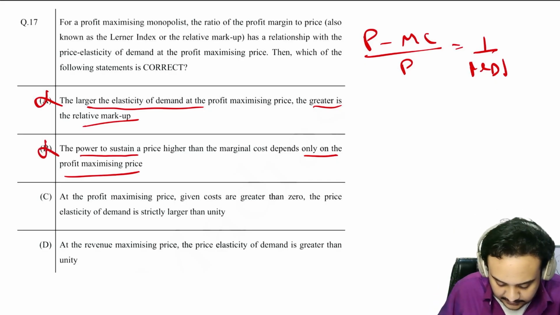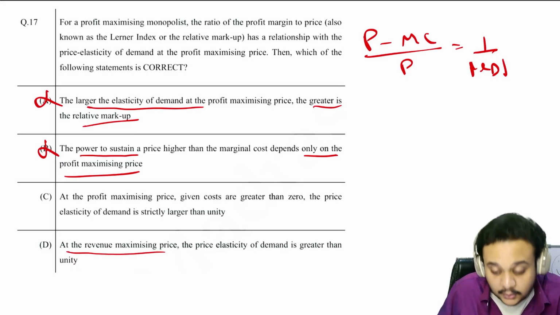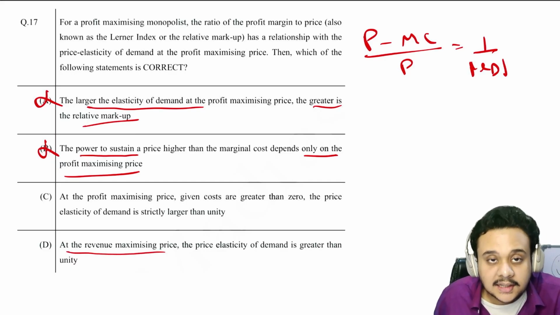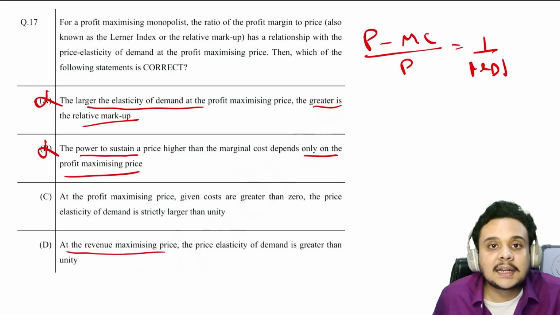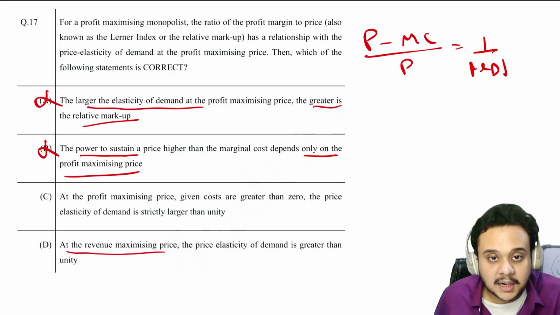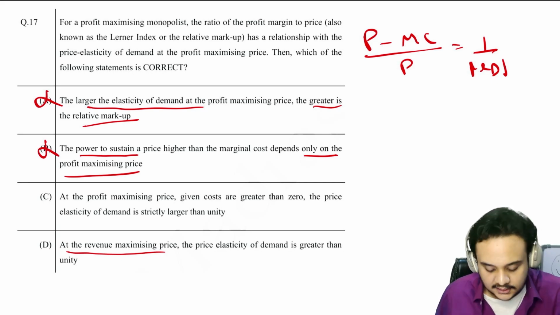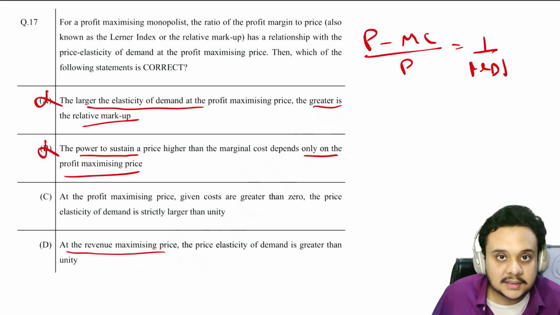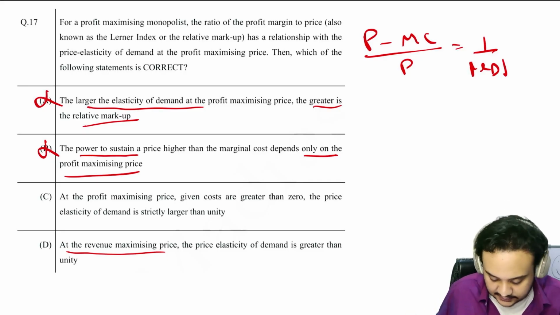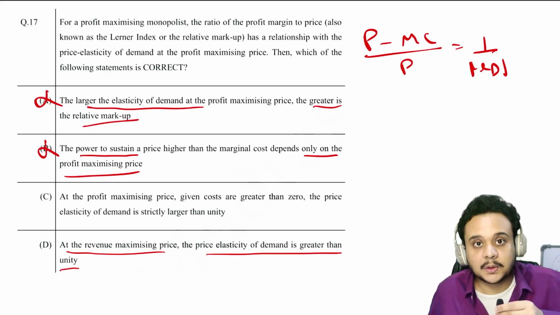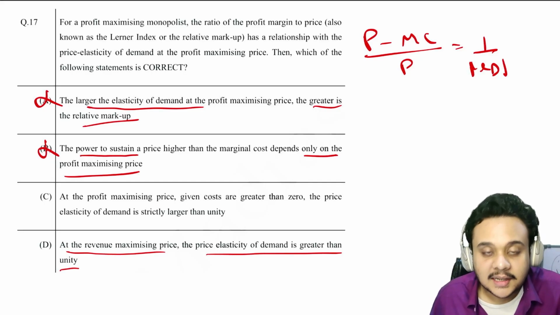Now let us see the last statement first. At revenue maximizing price, revenue maximizing, not profit maximizing. This was the toughest part of this particular question. The part where most of the students got confused and made a mistake was that they thought that the revenue maximizing price and the profit maximizing price are going to behave in the same manner, right? Let us see further. At revenue maximizing price, price elasticity of demand is greater than unity. No, we have seen this before, but this is true for the profit maximizing price.